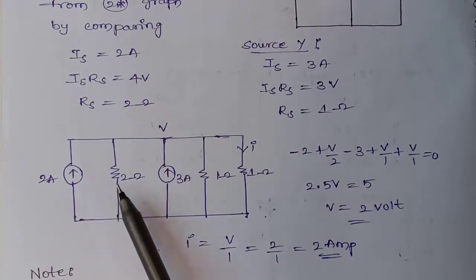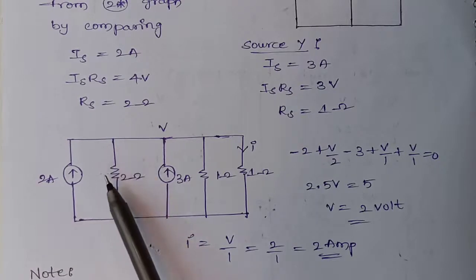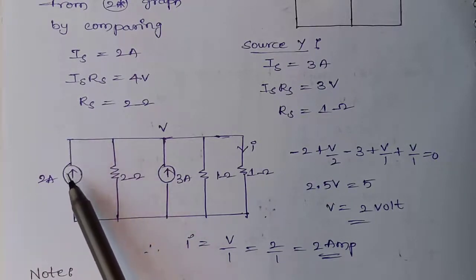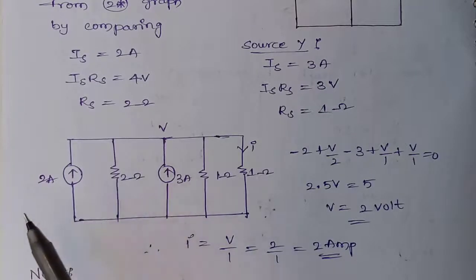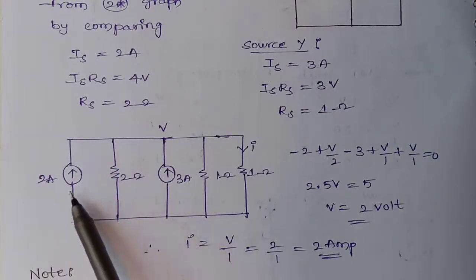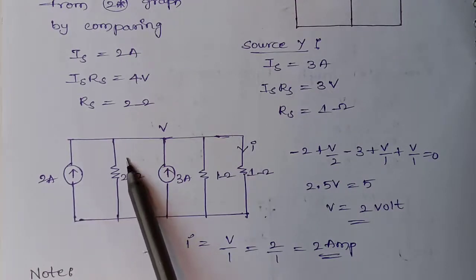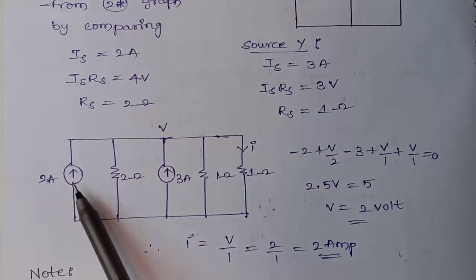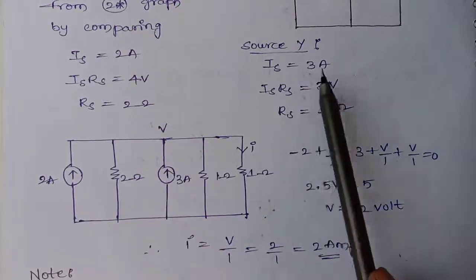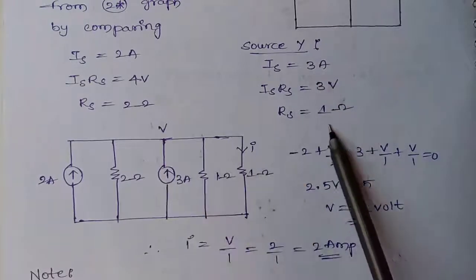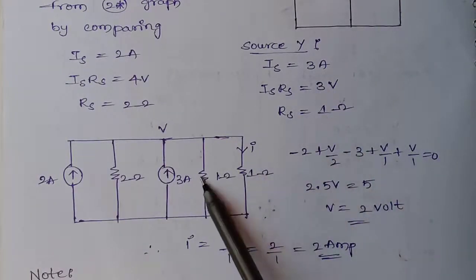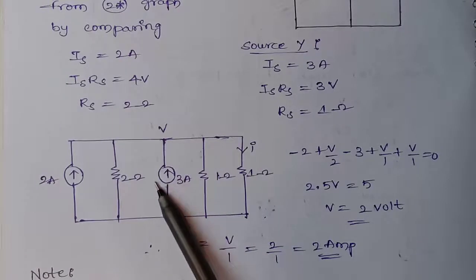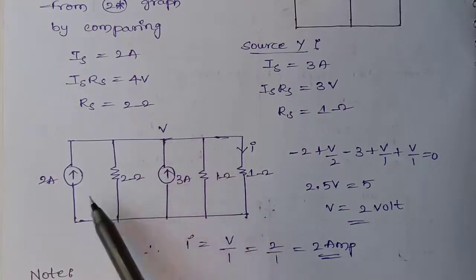Remember this. Most of the people will make mistakes in this problem. Most of the people will connect the resistance value in series, but that will be wrong. You need to connect this internal resistance value parallel to this current source. Similarly, you need to connect the 1 ohm internal resistance parallel to this 3 amperes current source. Now we got the circuit.